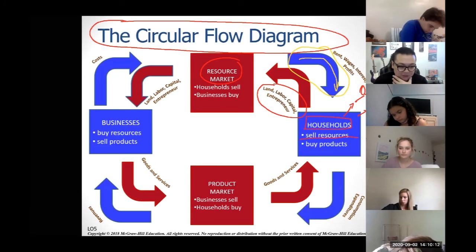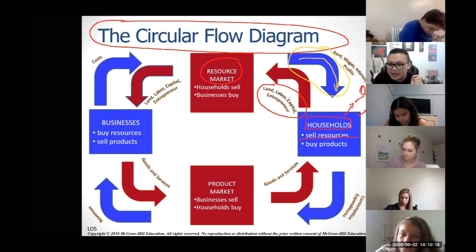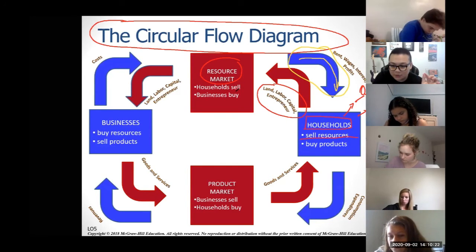So there are two interactions happening between household and resource market. The household sells resource on the resource market, and the resource market pays back the household for using their resource. The way they pay back is rent, wage, interest, and profit. So that's for household and resource market.